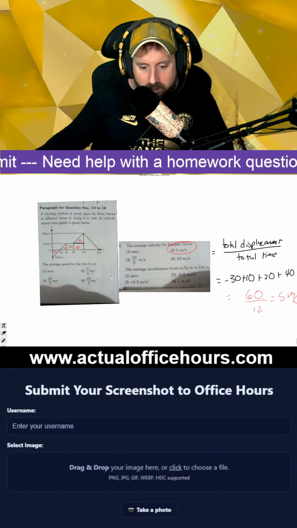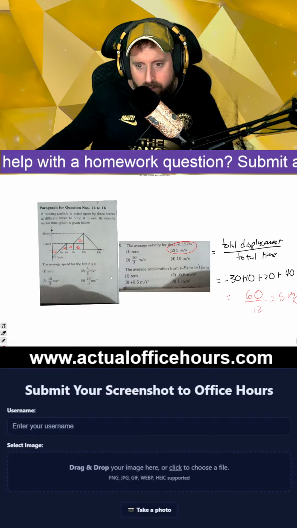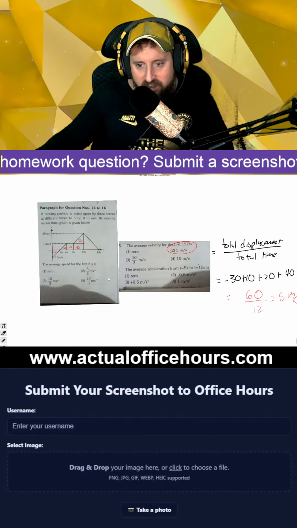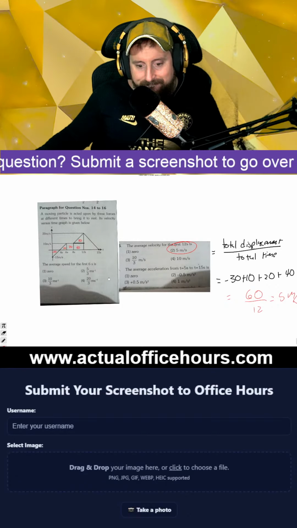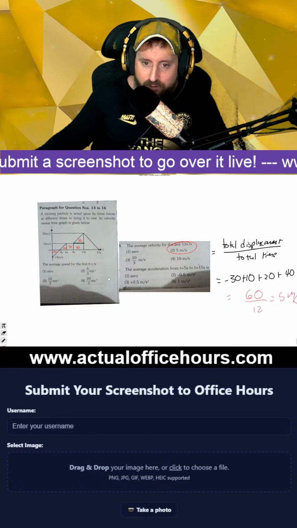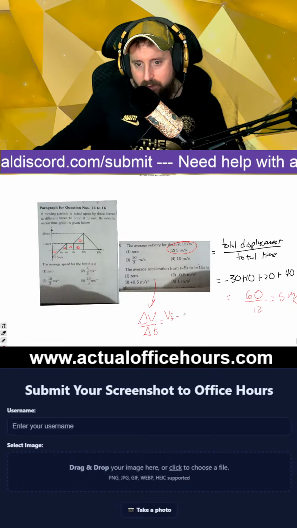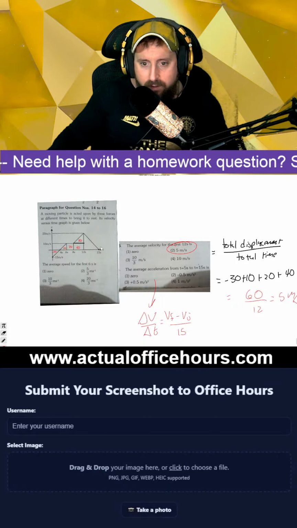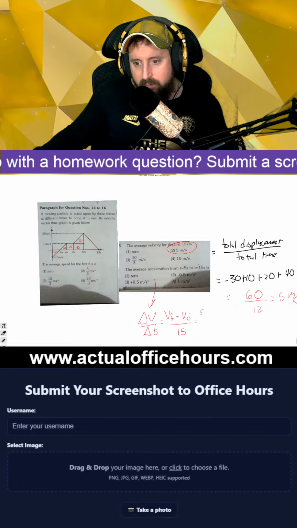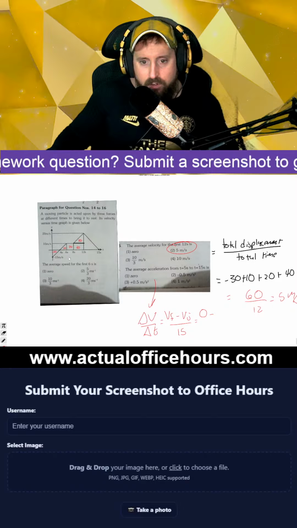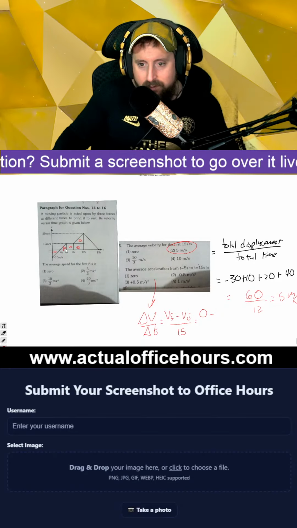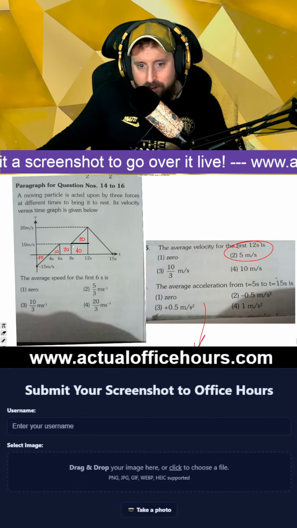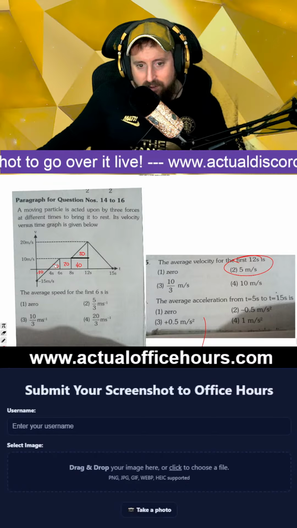And then average acceleration from 5 to 15. Ooh. Average acceleration. Is that just change in velocity over change in time? V final minus V initial all over 15. V final at 15 is 0. V initial at 5. Oh, I don't know what that is. I guess it's equal to 5.